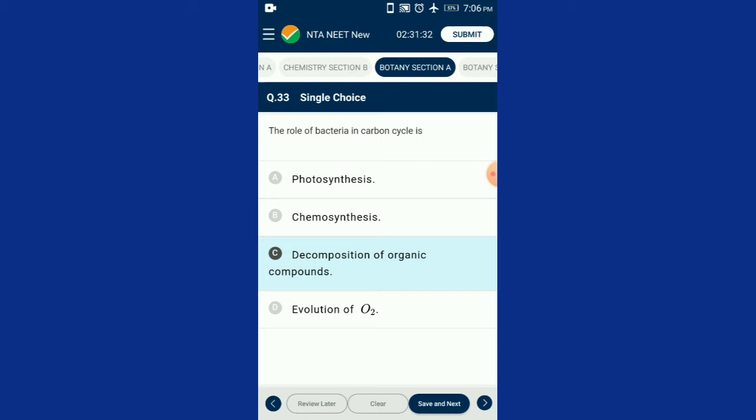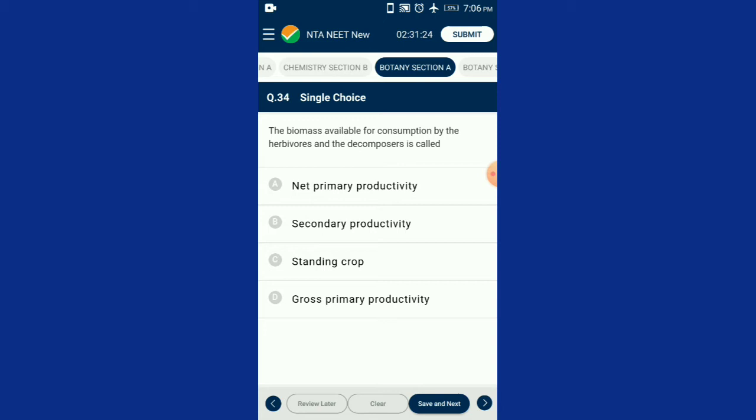Question number 34. The biomass available for consumption by the herbivores and decomposers is called net primary productivity. It is equal to the rate of organic matter created by photosynthesis minus the rate of respiration and other losses. So the answer is option A, net primary productivity.